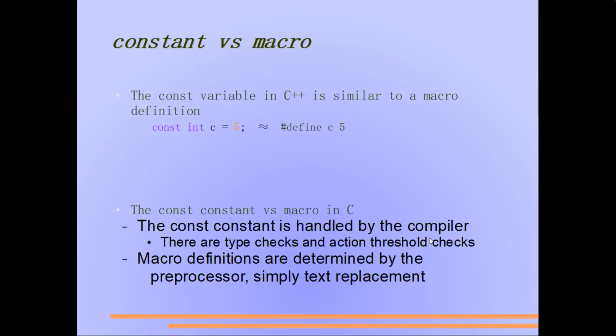Maybe you think of macro definitions. This constant is very similar to macros. Oh, are they the same? Let's start by analyzing the differences between them. Constants are handled by the compiler. Constants can be scoped and type-checked. Macro definitions are preprocessor operations, just text replacement. Aren't constants a lot better than macro definitions? This is obvious.